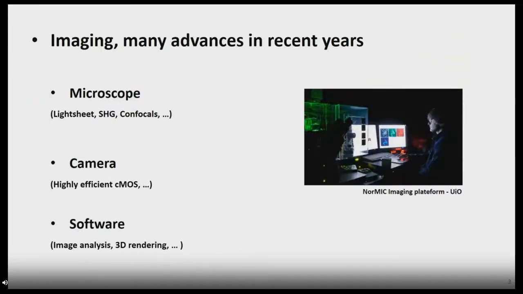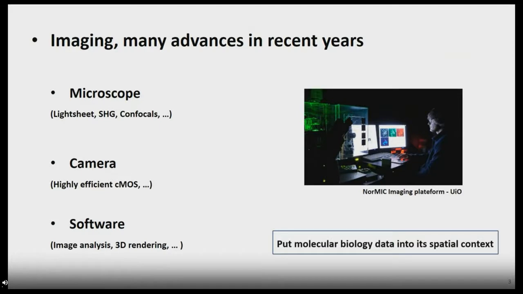So basically, in recent years, there have been many advances in imaging, whether it is new kinds of microscopes, such as the light sheets, or great improvements of the confocal microscopes, either conventional or spinning disk. They also benefited from a lot of improvements in the cameras that allow us to acquire data at much higher resolutions and sensitivity. Of course, when you have so much imaging data, you also need improvements of the software. So all these improvements now allow us scientists to place the molecular biology data into the spatial context.